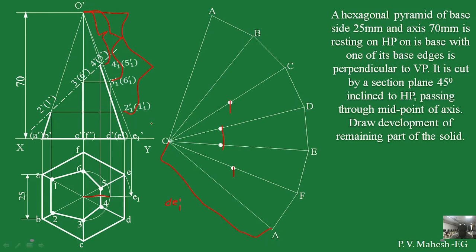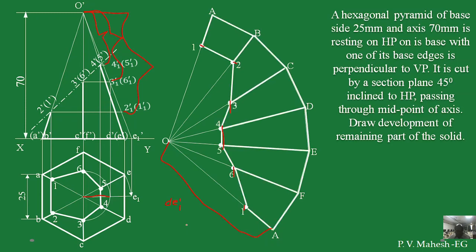Similarly on AB, here I will get another point, here I will get one point, here 1 point, and here 1 point. What is the radius for this? It is O dash 2 1 dash. So if I join all these points with straight lines, I will get the development. Here all the points are joined with straight lines, since it is a pyramid. Okay, so this is about the development of the pyramid.